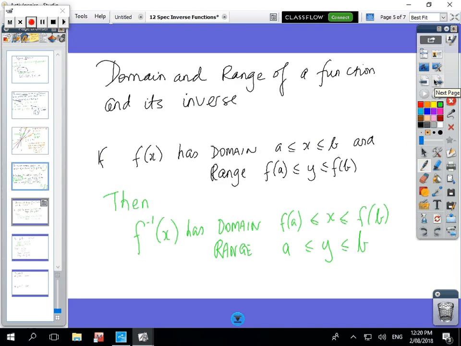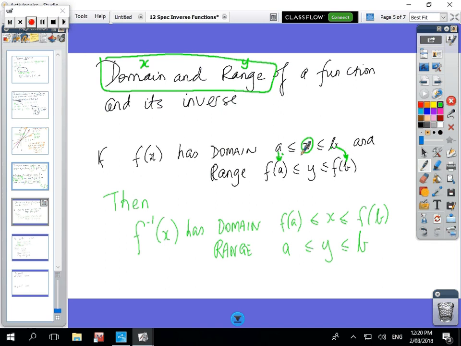Okay, so now we're looking at domain and range. The domain are your x values and your range is your y values. And what we're going to find is the domain is x in between a and b, and when we sub in the a, we'll get f of a, and we sub in the b, we'll get f of b, whatever those values are.